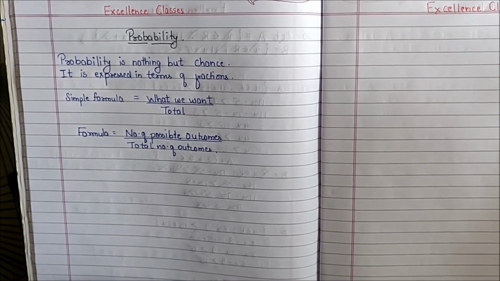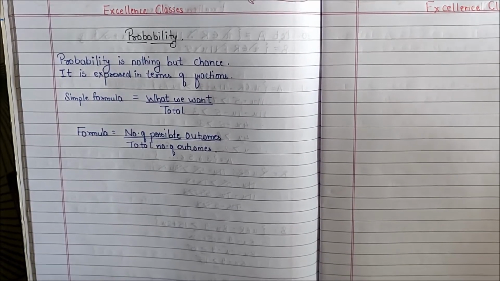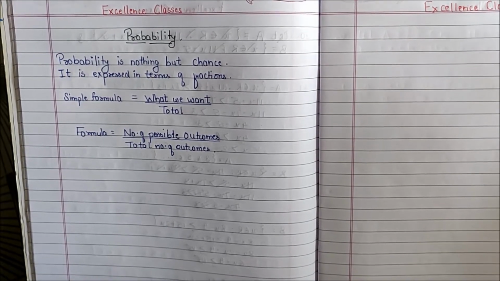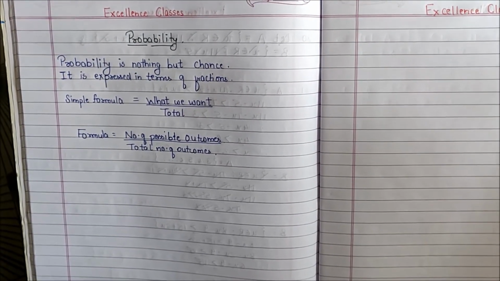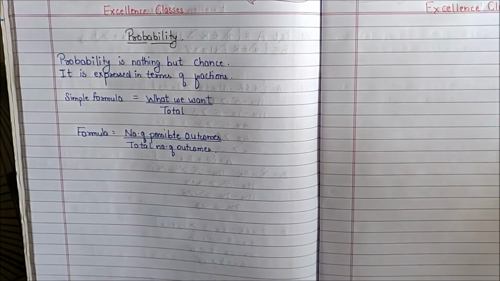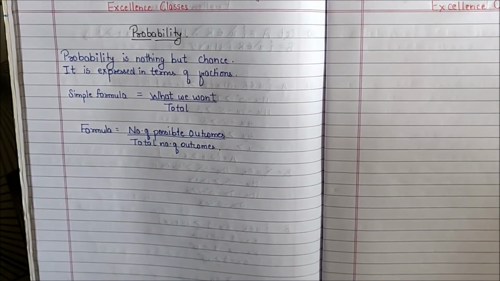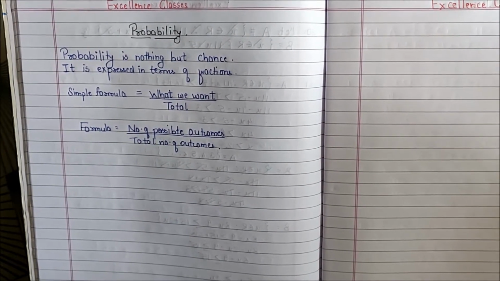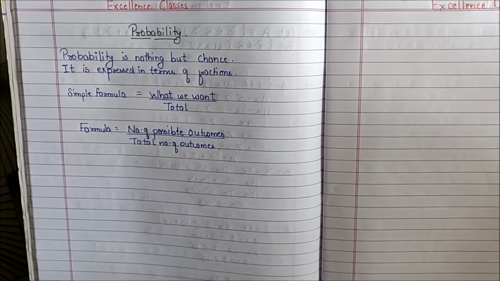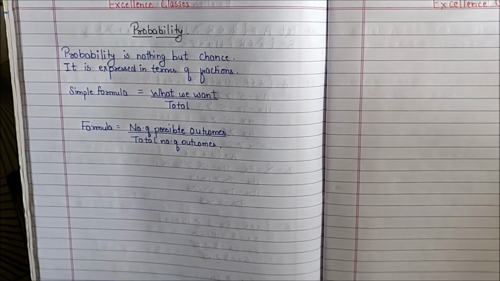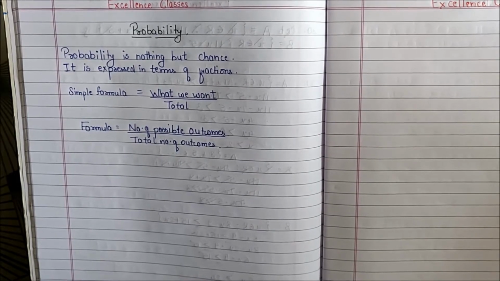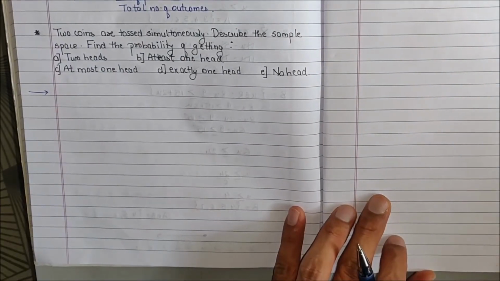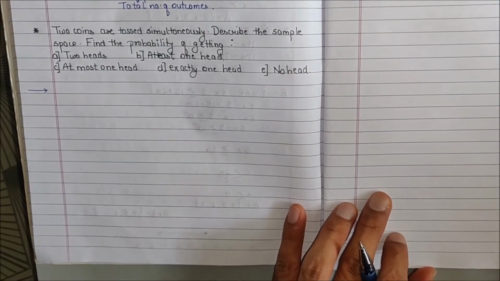Now to keep the formula in mind, I have framed a simple formula which you need to keep in mind. The formula is what we want upon total. So to find any answer in probability, we can simply use the formula what we want upon total. The formula that you are supposed to write is number of possible outcomes upon total number of outcomes. This formula has to be written while solving the sums, whereas to keep it in mind, you can just say what we want upon total. Let us try and understand it in a better way while solving a few examples.